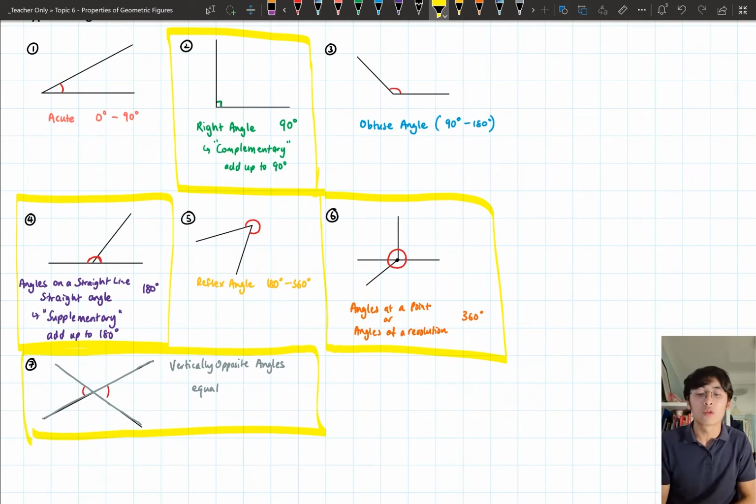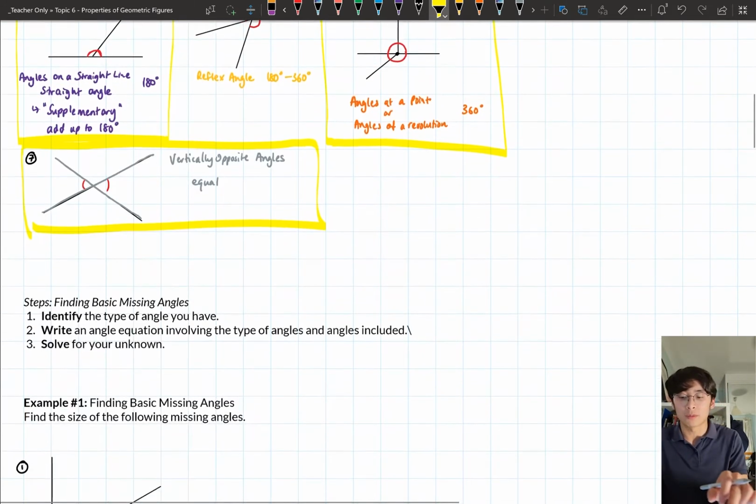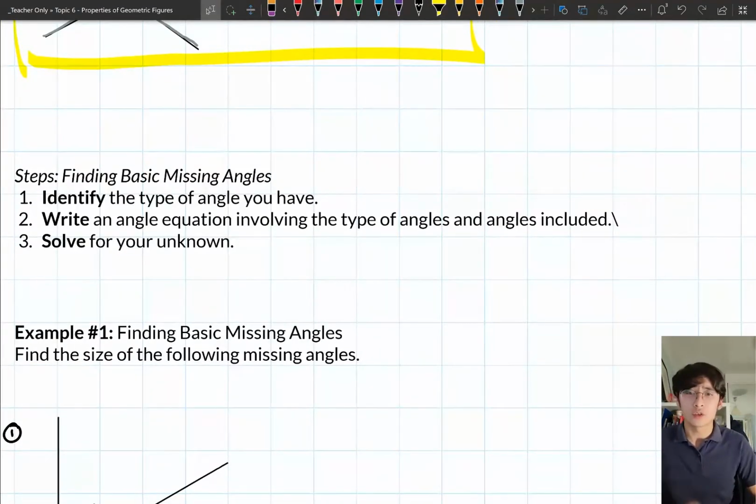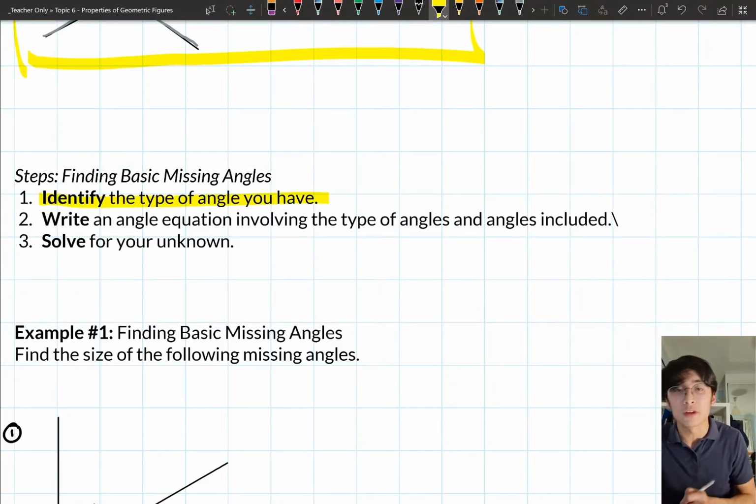So these 4 angle relationships are the ones that we're actually going to use to help us find missing angles. So let's have a go at using these angle relationships to find missing angles. What I have here is a few steps that help you out as you're doing this. The first step is just to identify what type of angle you have. Do you have a right angle? Do you have angles on a straight line? Do you have angles of a revolution?